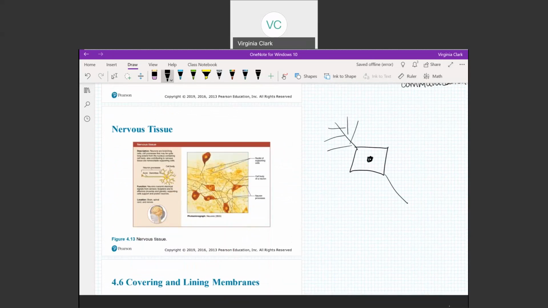So when we get there, this is our neuron. It looks a little bit different. This is essentially going to be our cell. But we'll talk about this in the latter half of the course.